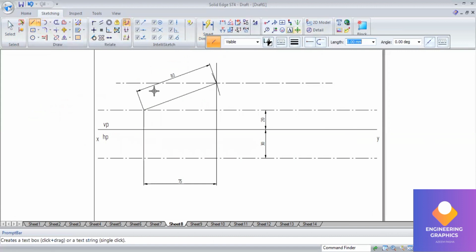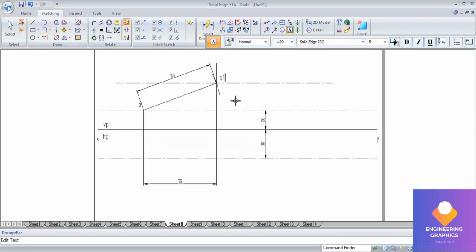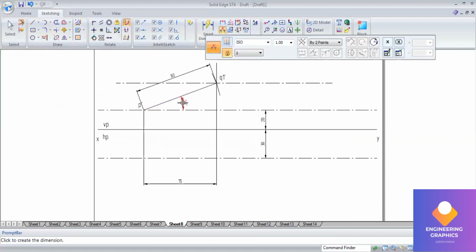You can mention that this is P dash Q1 dash, because this is a true length. Angles also you can mention. This is the true length, angle of inclination in front view.